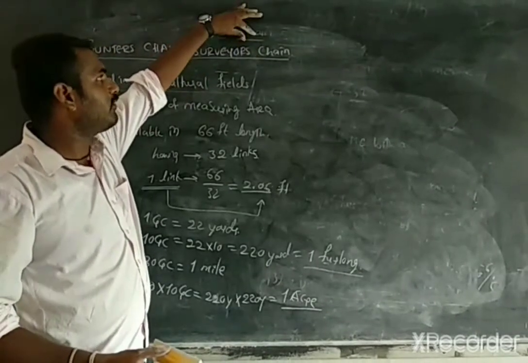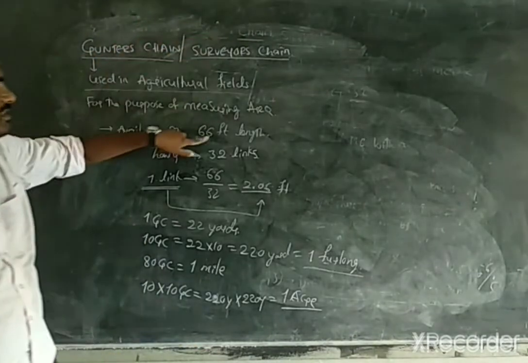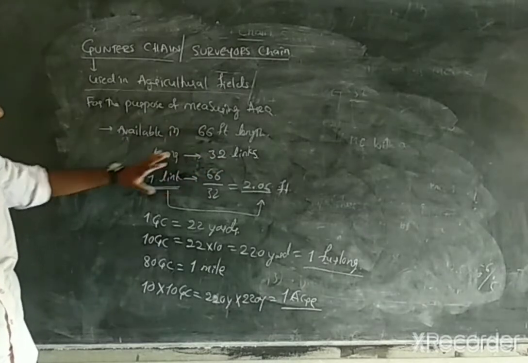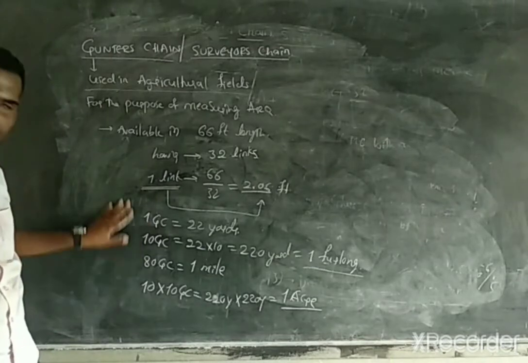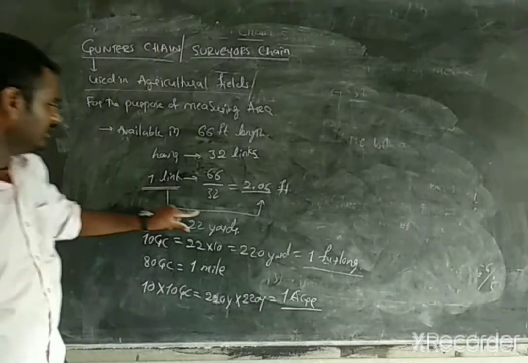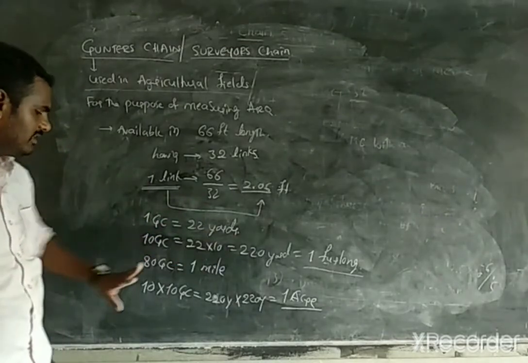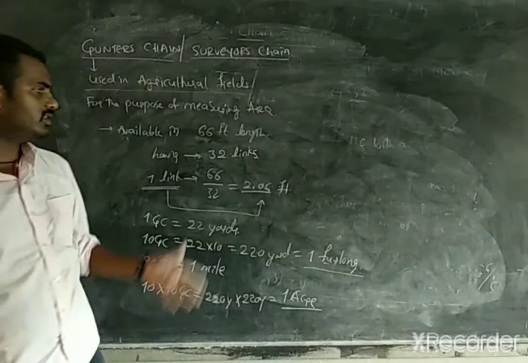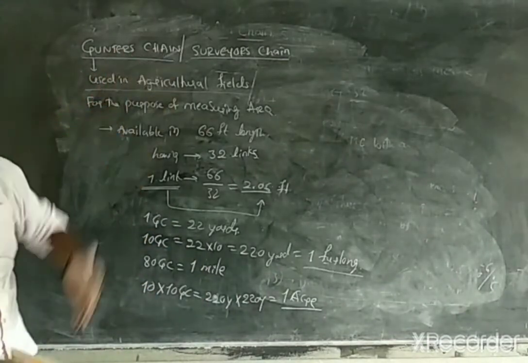Surveyors use this particular type of chain, which has 66 feet length and 32 links, especially for the purpose of measuring agricultural land in yards, in furlongs, in miles, and finally area in acres. So this can be fulfilled by using this Gunter chain or surveyor's chain.